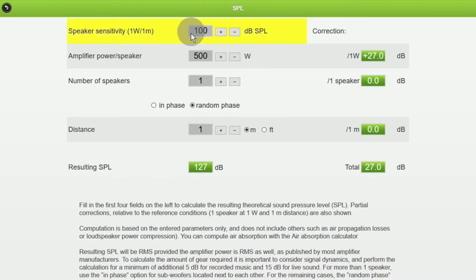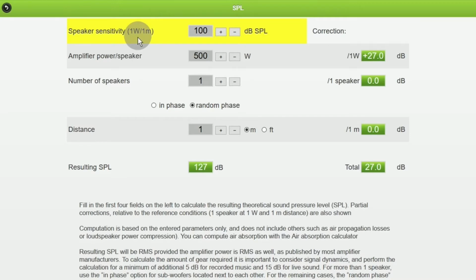The first input field is sensitivity, which is the sound pressure level produced, referenced to a distance of 1 meter with an input of 1 watt. Of course, with sensitivity, the higher the better, because that means we have more pressure for the same amount of input power.